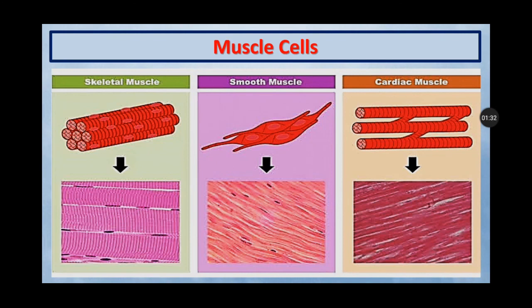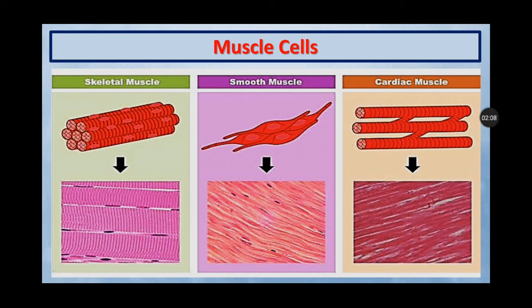The next one is the muscle cells. There are three types of muscle cells: the skeletal muscles, the smooth muscles, and the cardiac muscles. Skeletal muscles make our muscles like biceps and triceps, and they have a shape like this. The smooth muscle cells have a different shape from the other two, and they make up our bladder, intestine, or most importantly our stomach muscles.